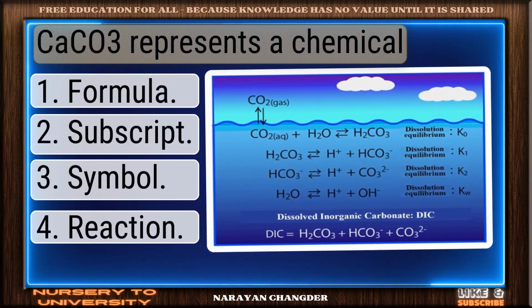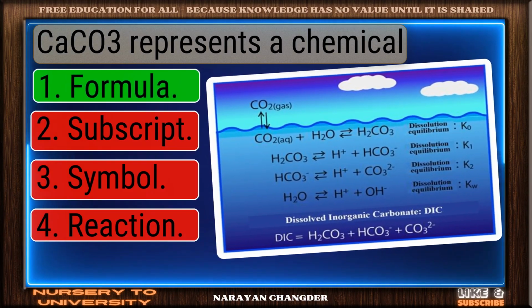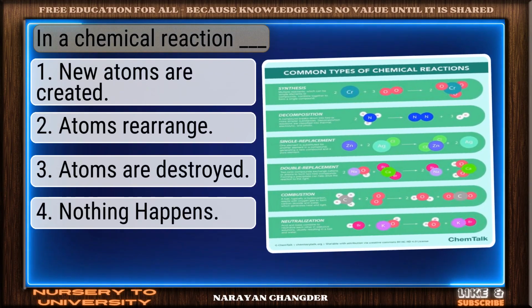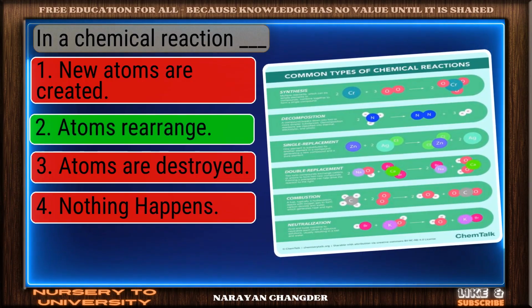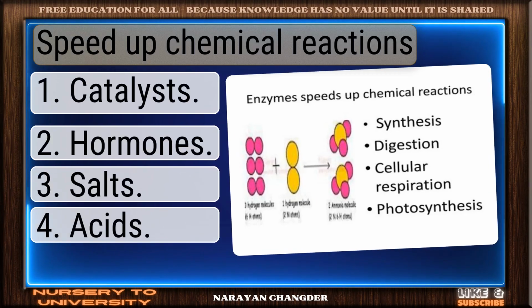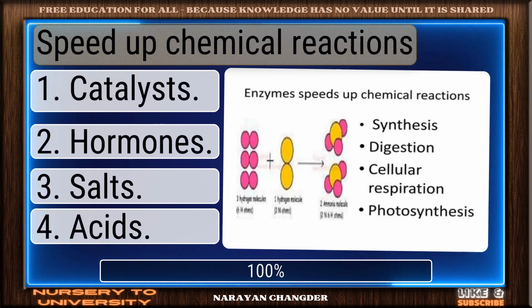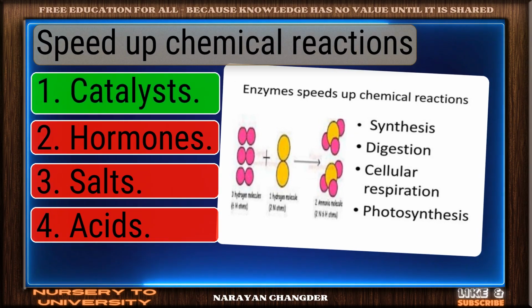CaCO3 represents a chemical. On track. Formula is the correct answer. In a chemical reaction dash. Nicely done. Atoms rearrange is a solid answer. Speed up chemical reactions. Well reasoned. Catalysts is the correct choice.